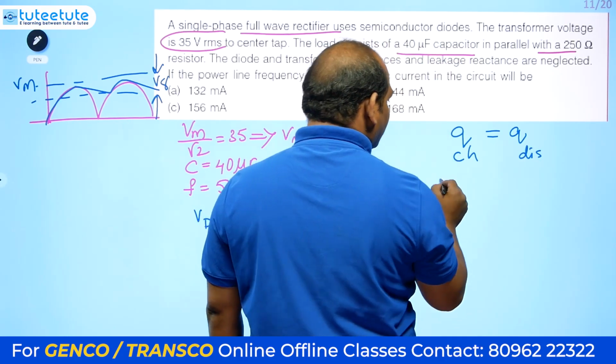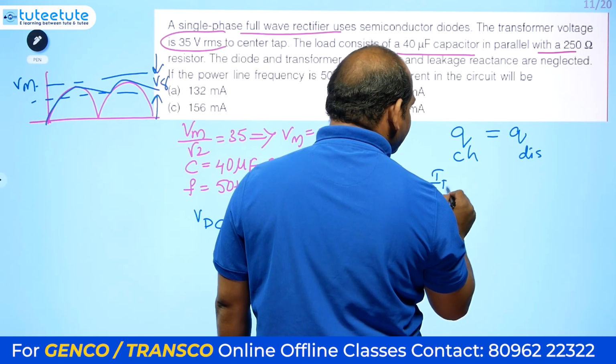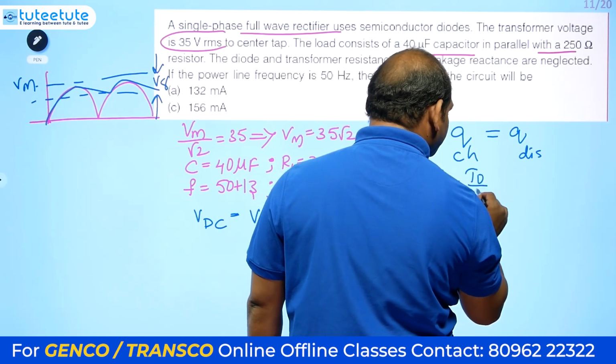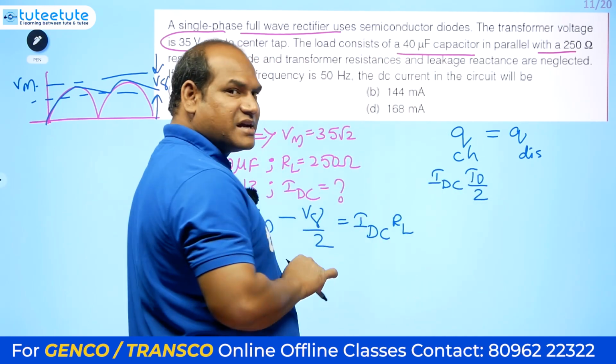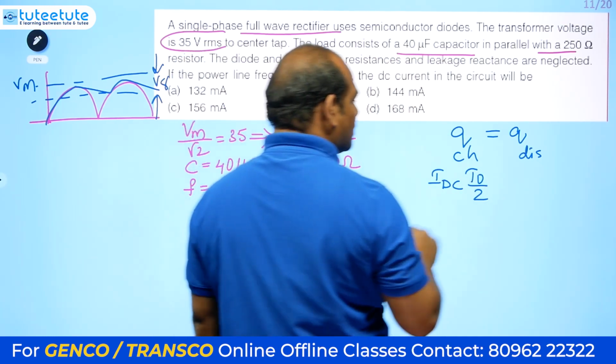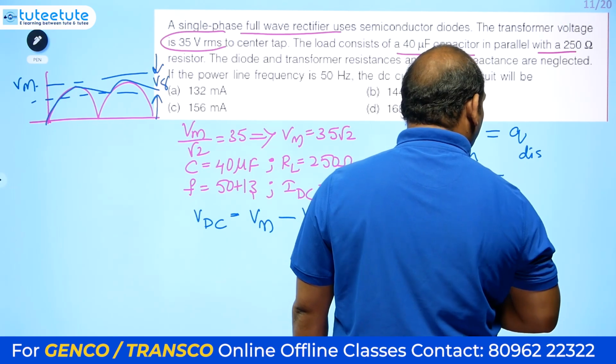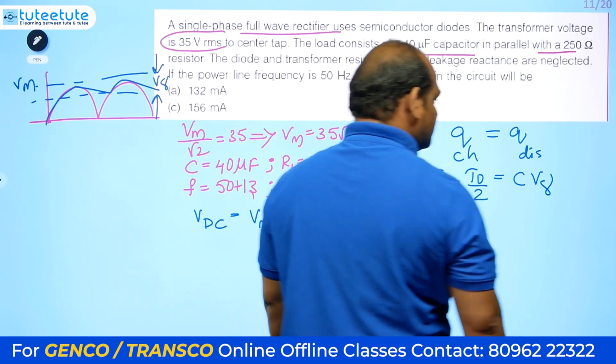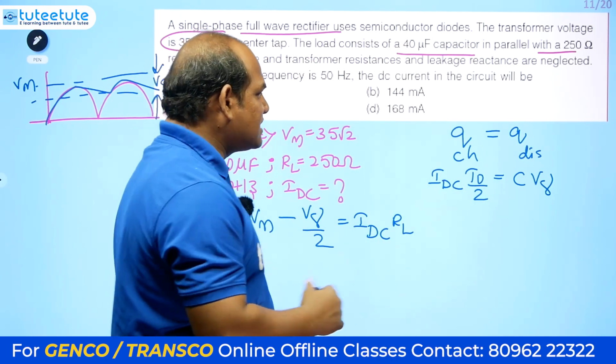Here we can utilize IDC into how much time it will be charged, that is T0 by 2. The time period is T0, but it will be charged for half of the time. So it is equal to Q discharge, which is capacitor into V gamma. The variation is V gamma.